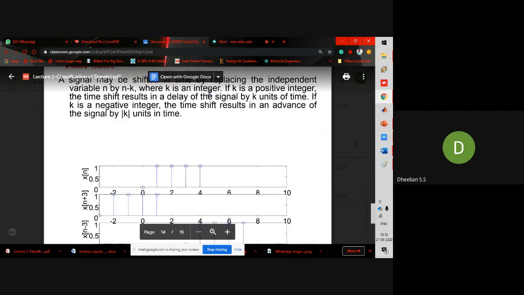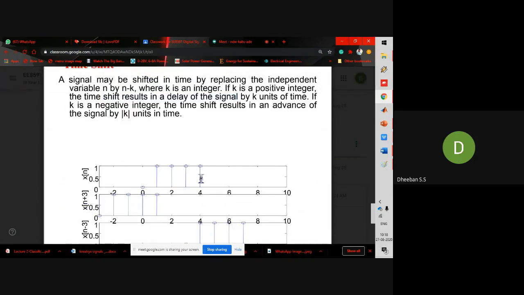Here they are saying that if k is a positive integer, the time shift results in a delay. So if it is plus 3, the signal gets shifted towards the left side, and it gets delayed. The signal gets shifted by 3 time periods. So if it is 1, 2, and 3, that is how it gets shifted.